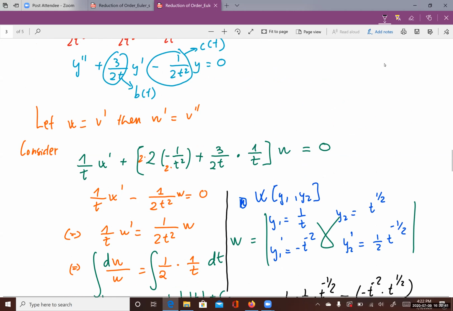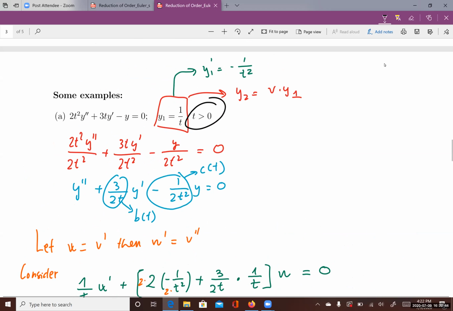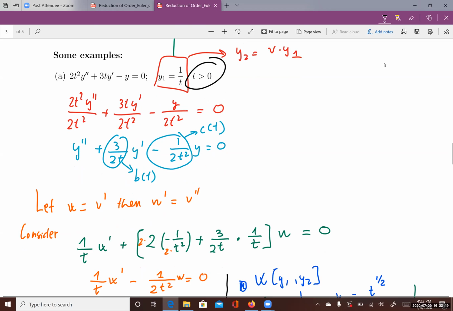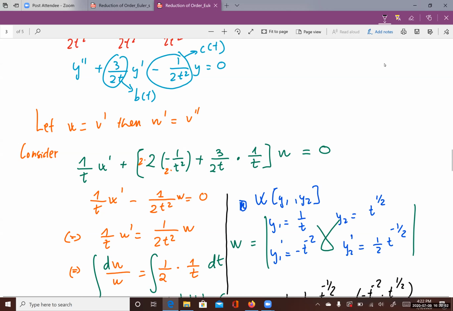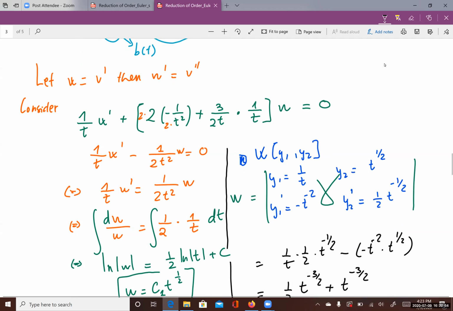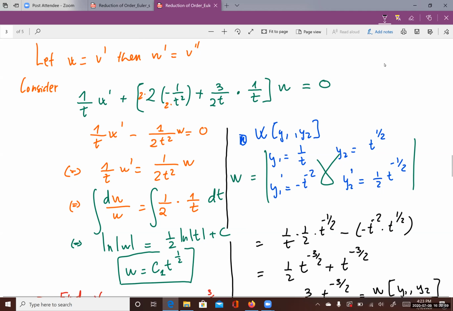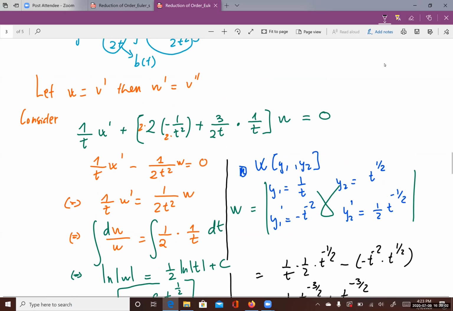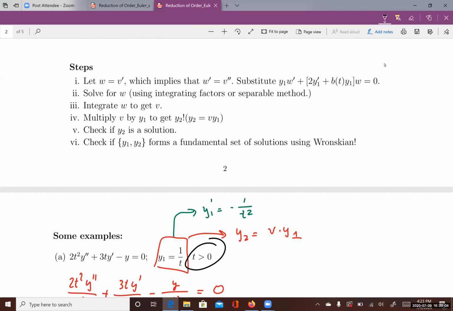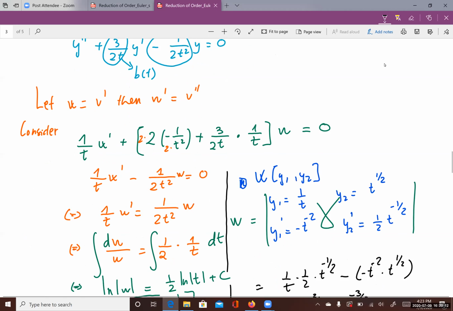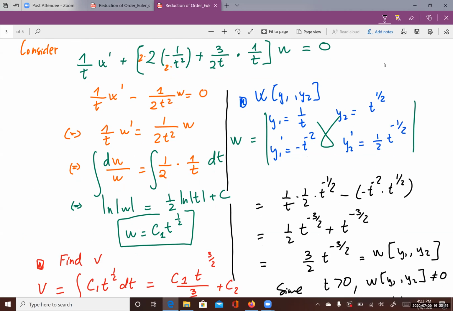Here we go. How you find the second solution of second order differential equations. So first, call out a variable W and put W into this differential equation here. Solve for W, integrate W to get V, multiply V by Y1 to get Y2. All right, here you go. Method of reduction of order.